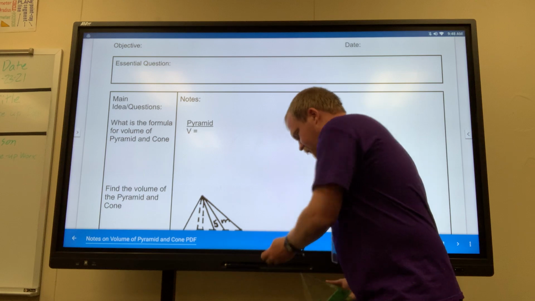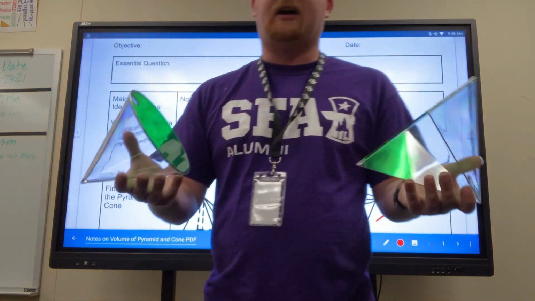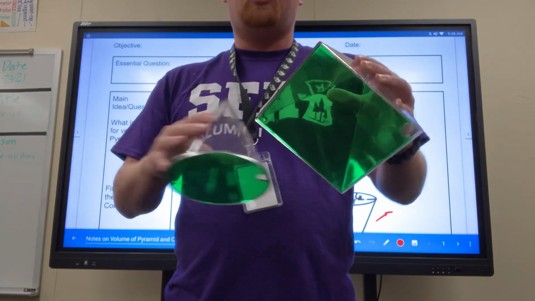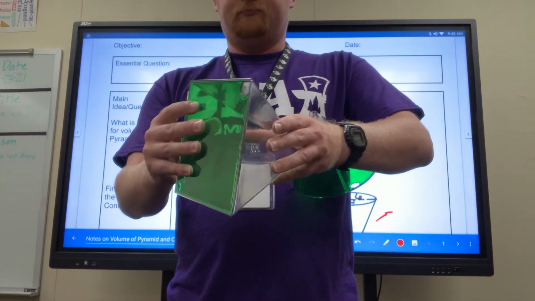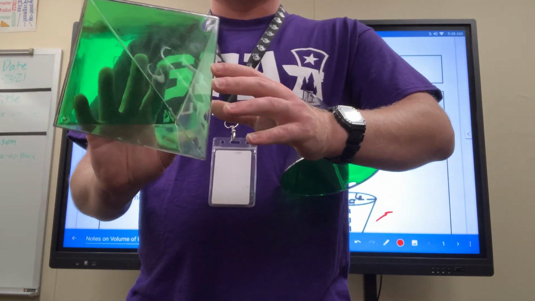Now, we already know how to find surface area for them, but this time we're going to figure out volume. And like I said before, surface area basically covers the outside part of these figures. But when we're talking about volume, we're talking about how much space is inside this three-dimensional figure.